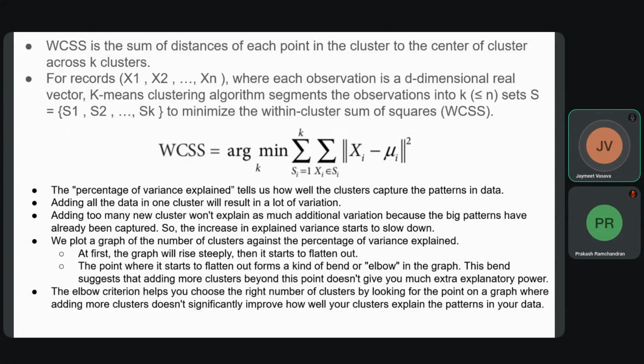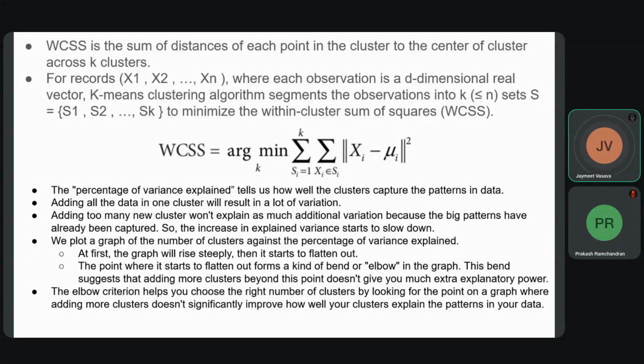So mathematically, the WCSS can be represented as the arg min of the summation of i equals 1 to k, and for x belongs to Si, the norm of x minus mu i, whole squared.